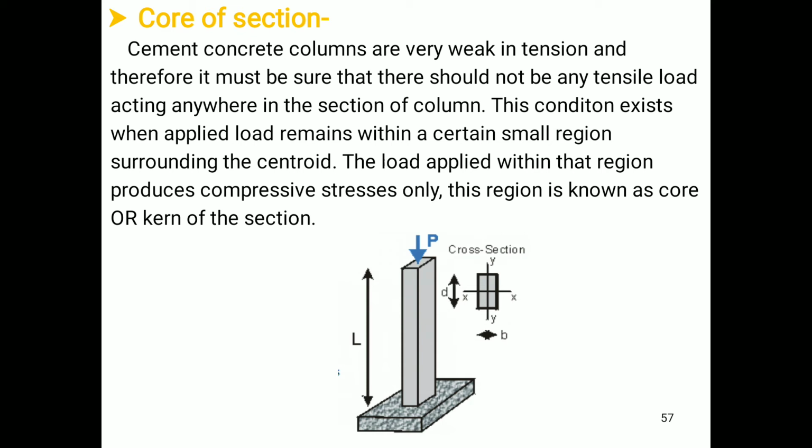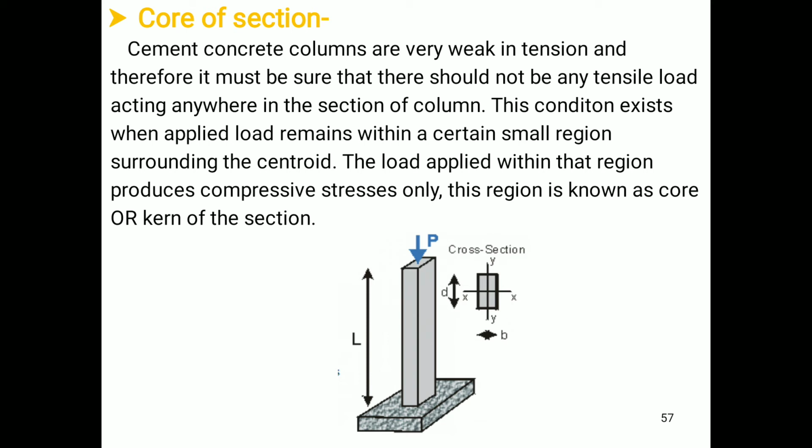Okay, and it must be sure that there should not be any tensile stress developed anywhere in the section of the column. This condition exists when the applied load remains within a certain small region surrounding the centroid. So how do we avoid tensile stresses in the column? For that purpose, we have to apply the load in the vicinity of the centroid of the cross section of the column, which will develop only compressive stresses and no tensile stresses.